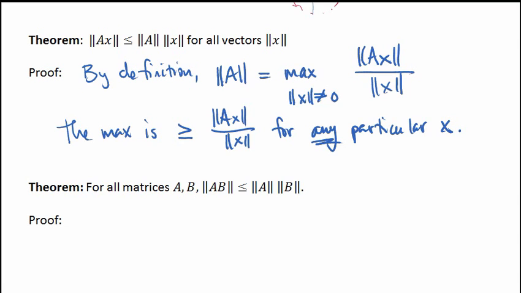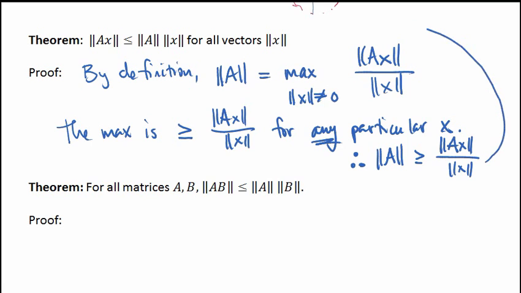Right, that's what it means to take a max. And so therefore, you have the norm of A. So therefore, the norm of A is greater than or equal to the norm of AX divided by the norm of X. And that rearranges into the statement of the theorem. So that turns out to be just playing a game with the definition of matrix norm.